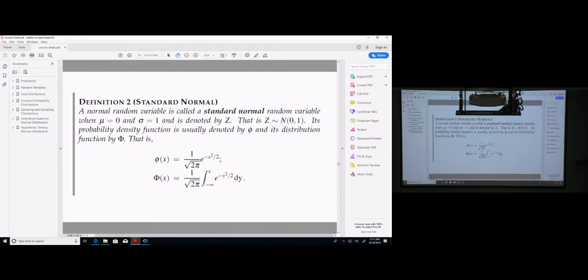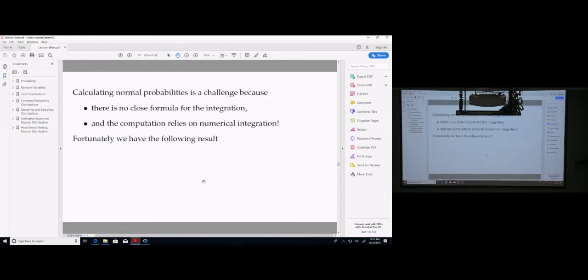So calculating normal probability is a numerical challenge because there is no closed formula for the integration, and the computation relies on numerical integrations. Fortunately, we have the following result.